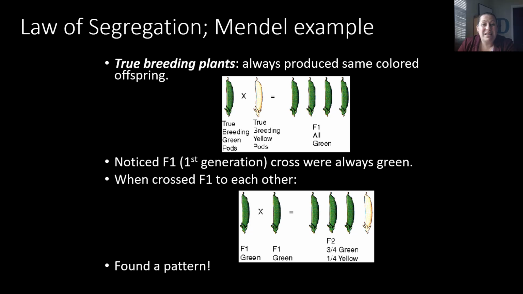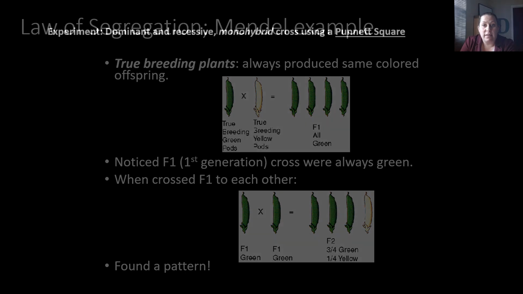Okay, well, it didn't disappear, because when he crossed the two F1 generations, he saw that there was going to be some green and a yellow that still came up. This is going to show that a pattern was found. Okay, so find a pattern here, and we see that there is going to be a pattern that does occur. And again, the Punnett square is useful in this.